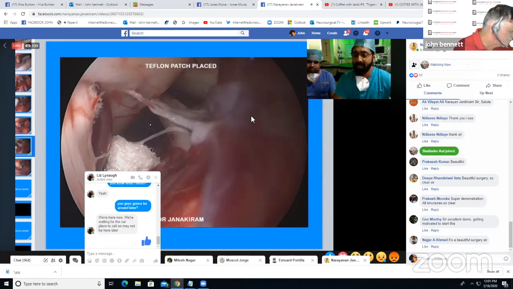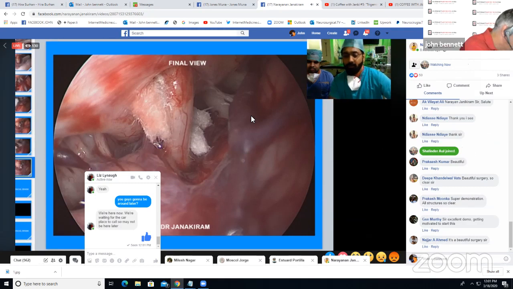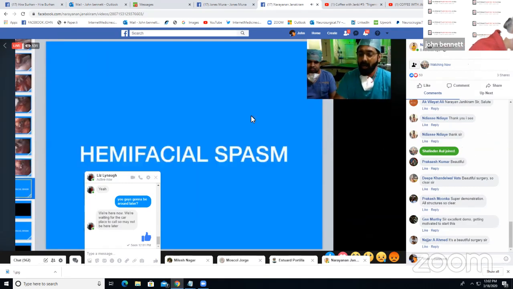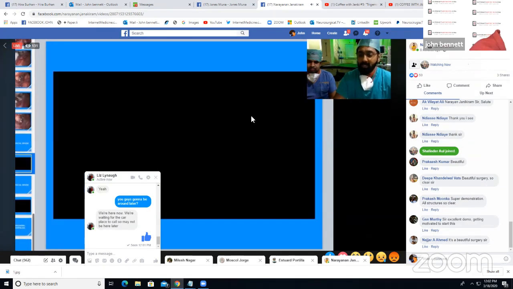You can see how nicely the 7th nerve has been separated, and the patient is completely all right from the hemifacial spasm. So this is actually, I want to show you a video of hemifacial spasm.